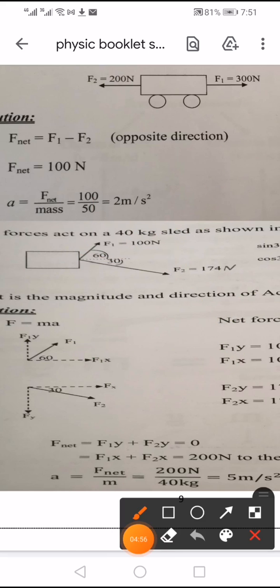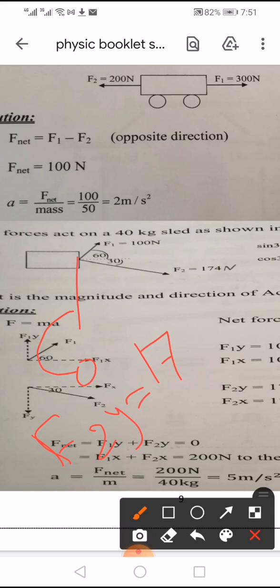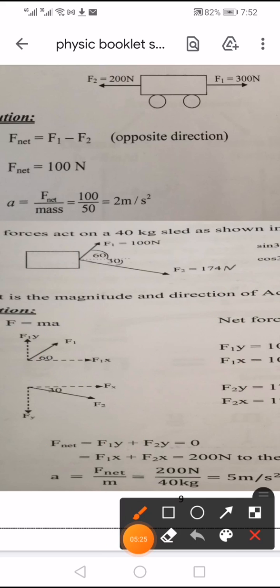If I want to get the y direction, here F2y equals 174 times sine 30. If I want to get the y component in F1, F1y equals 100 times sine 60.